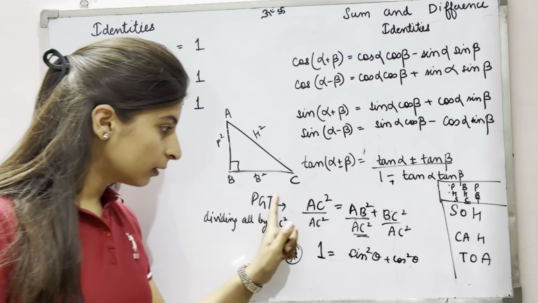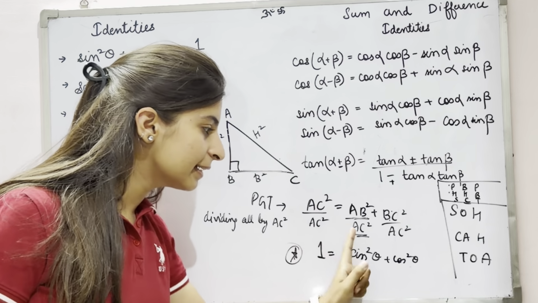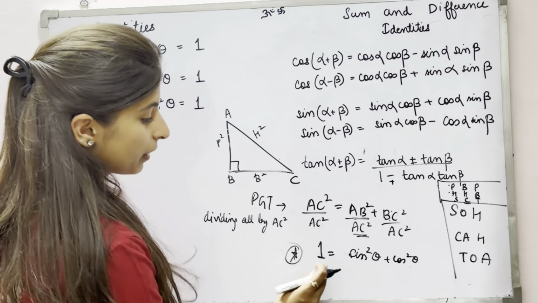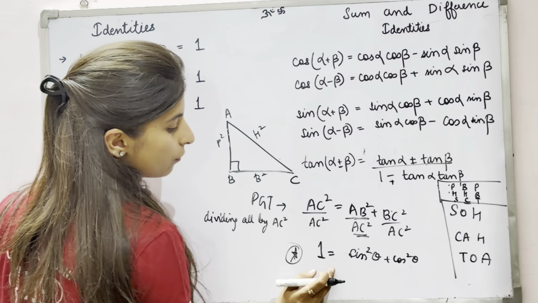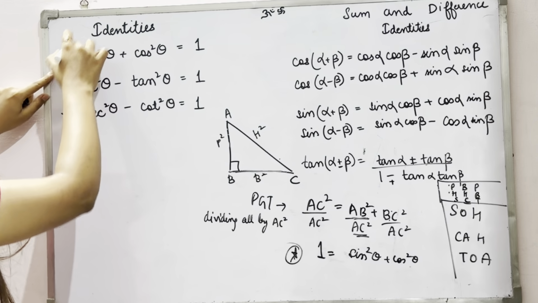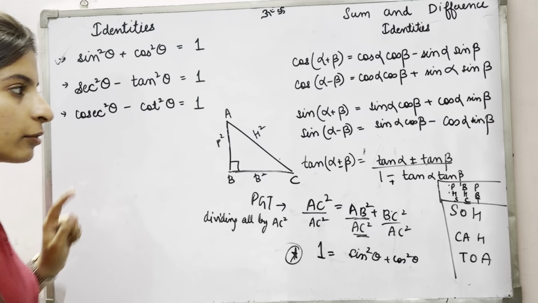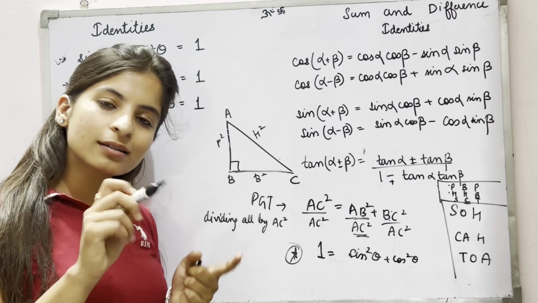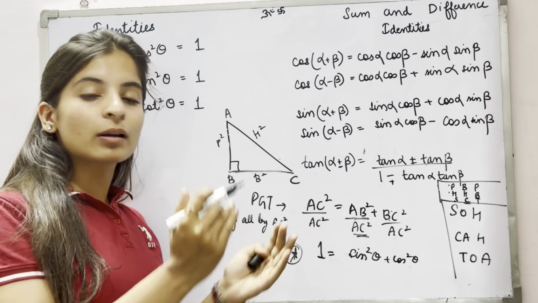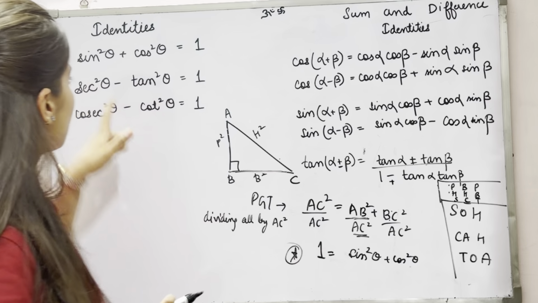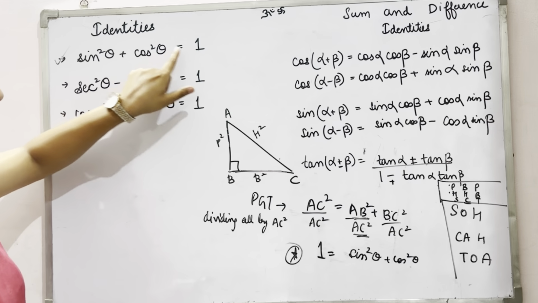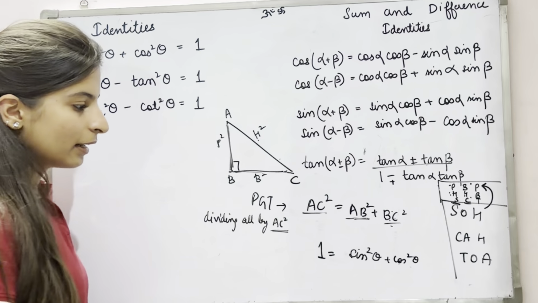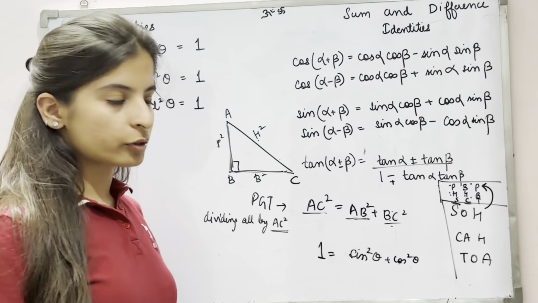What did we do? Pythagoras theorem, dividing everything with AC square, and you will get sine square theta plus cos square theta is 1, which is your identity number 1. We also did the same identity using the unit circle, where it says x square plus y square equals to 1. So here sine square theta plus cos square theta equals to 1. First identity is sine square theta plus cos square theta is 1.